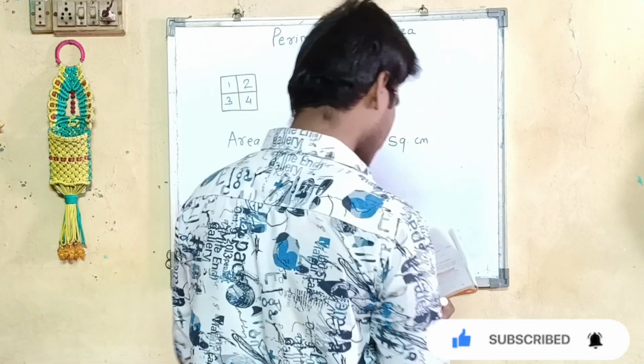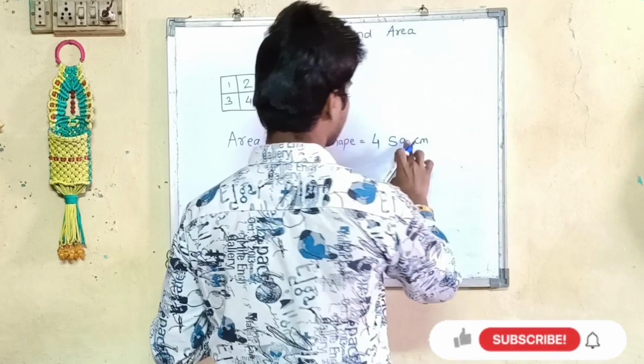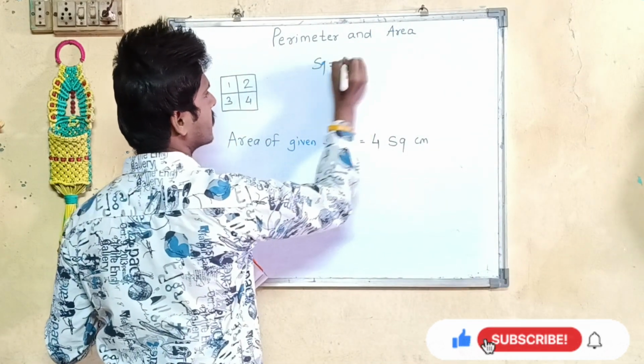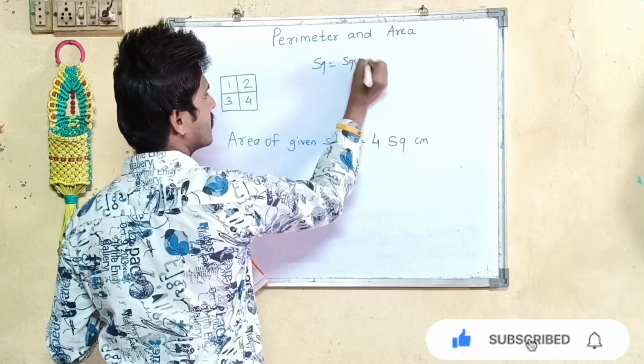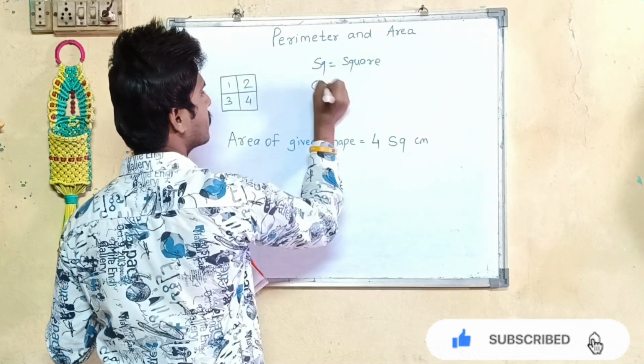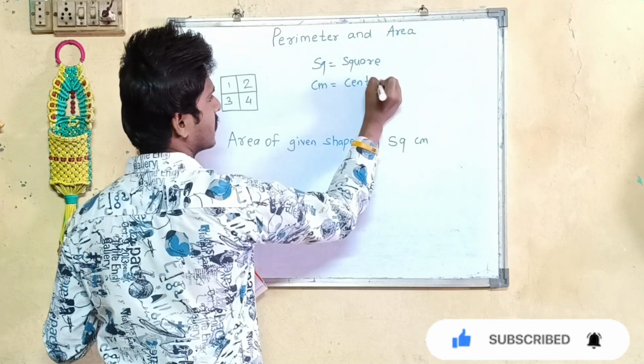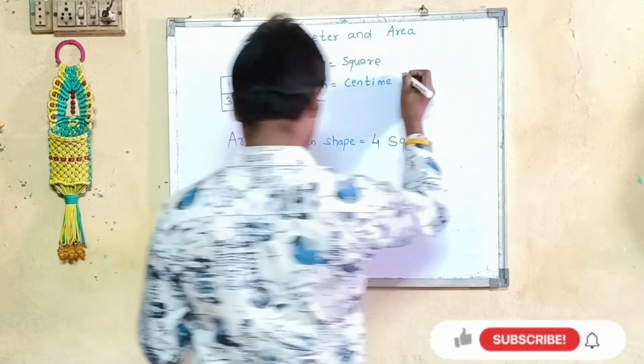So 4 sq centimeter. In the textbook you can see it is given as sq centimeter. So what's sq? Sq is square. And what is cm? This you already know, it is centimeter.